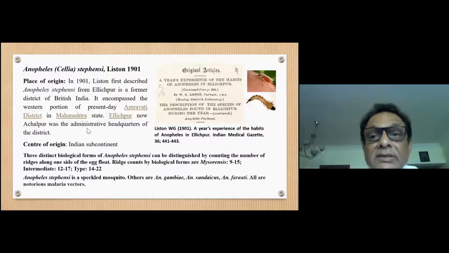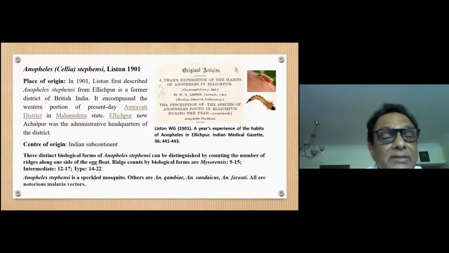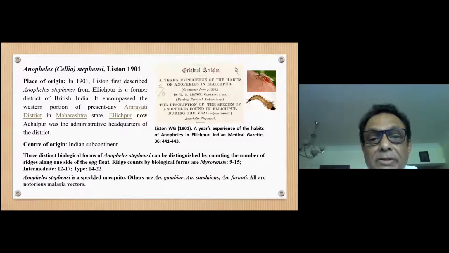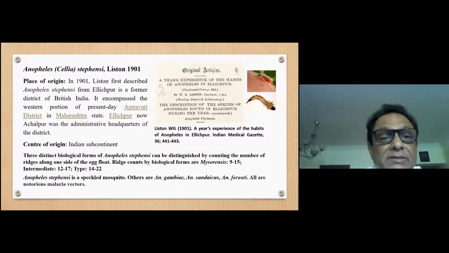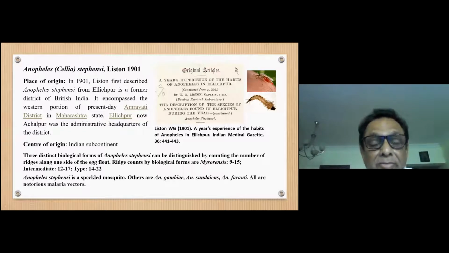If you see the history of Anopheles stephensii, the place of origin, it was 1901. Liston first described it from a village, Ilichpur, which is in Amravati district, now in Maharashtra, India. Ilichpur was the army headquarters at that time under British India. It has three distinct biological forms, of which Mysorensis was described in Mysore, just 100 kilometers away from where I stay in Bangalore, in 1937. Based on egg ridge numbers, the variant forms can be differentiated.